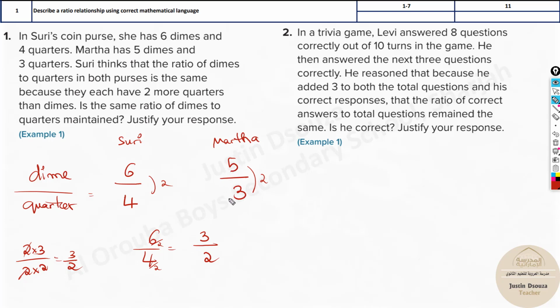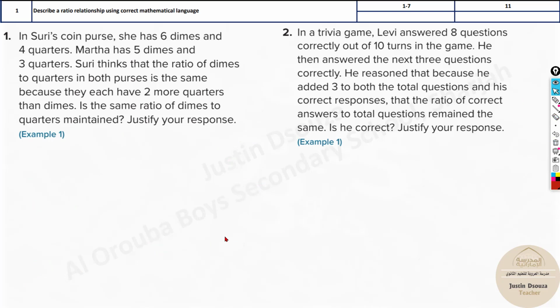Can you simplify 5 by 3? No, because 5 is a prime number. It can't be simplified with 3. This is the simplified version. So here, the ratio for Suri is 3 by 2. This is 5 by 3. Are they the same? No, they are not the same. So it is not equal ratios. See, they are not the same ratios. So the same way we can do the other problems.